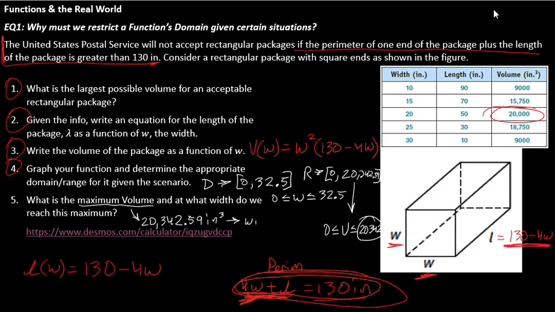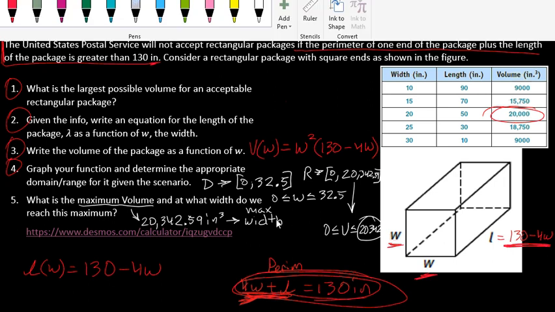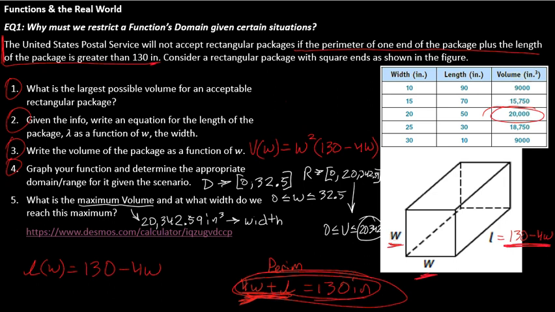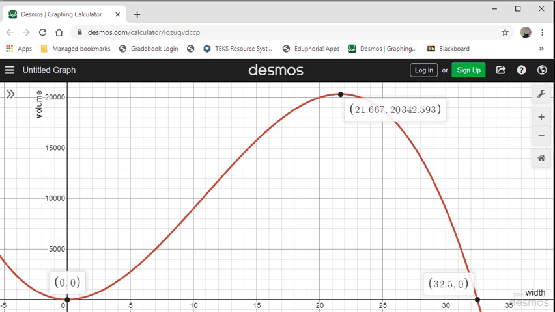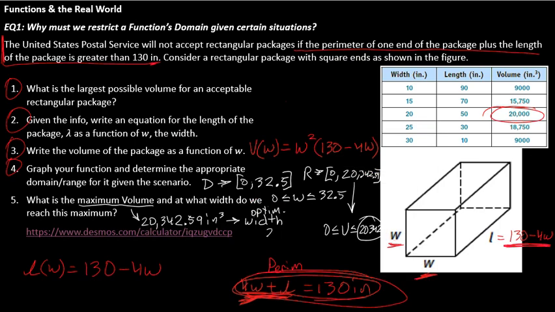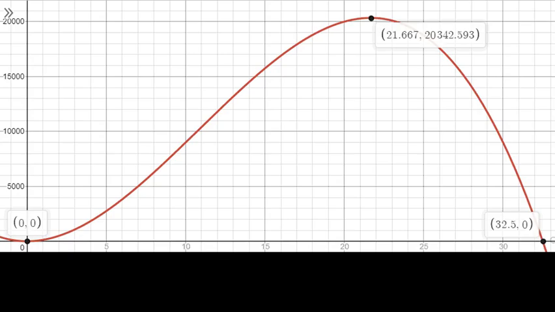So we would just say our maximum width, or I shouldn't say maximum, we should say our optimal width, right? Our optimal width is at 21.67 inches. And we would just leave it linear inches in that case. So pretty straightforward how this all works.